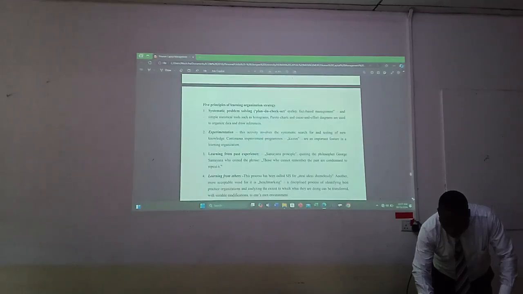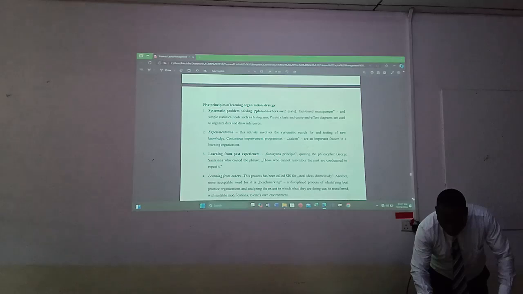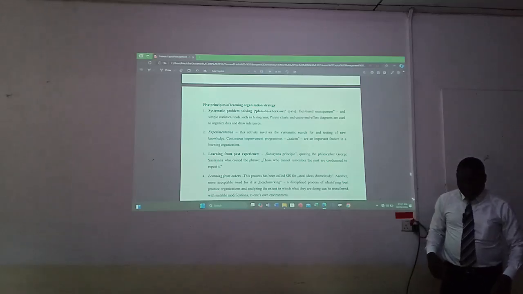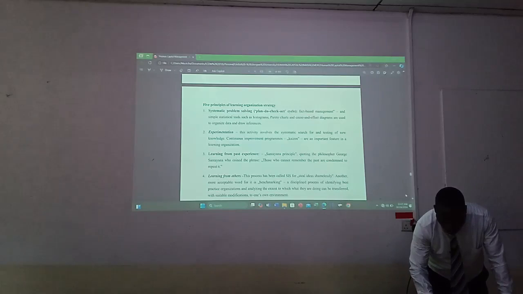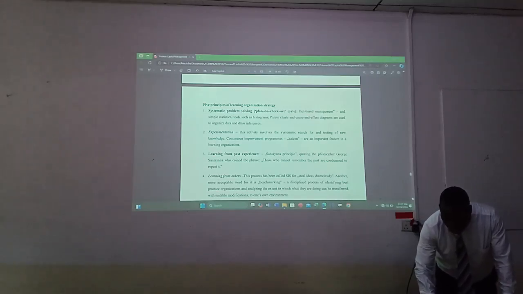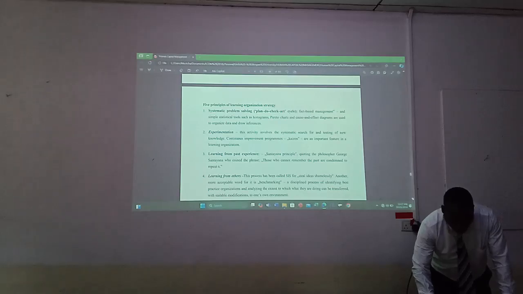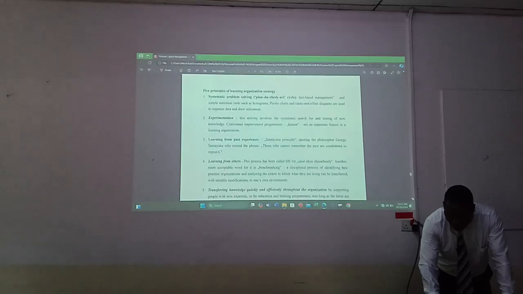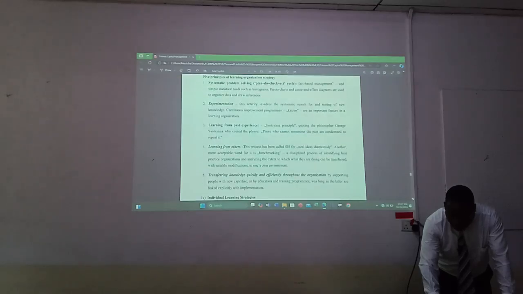Okay, let's look at the 5 principles of learning organization strategy. Principle number one is systematic problem solving. In other words, the problems are solved systematically. They go step by step. And number 2, experimentation. In other words, learning organizations go by experimenting first. And also learning organizations learn from past experience. What is it that they have done in the past? And by doing so, that means they have learned.